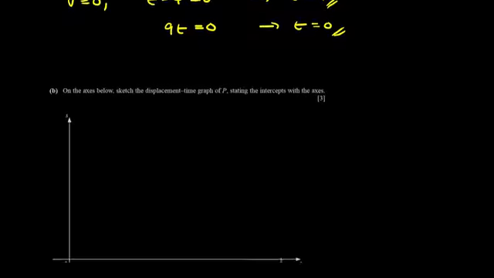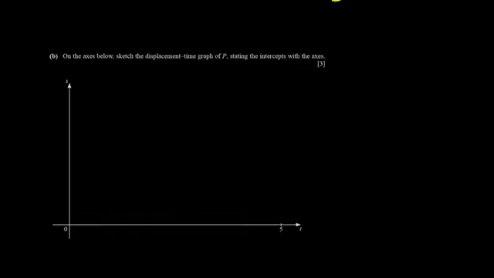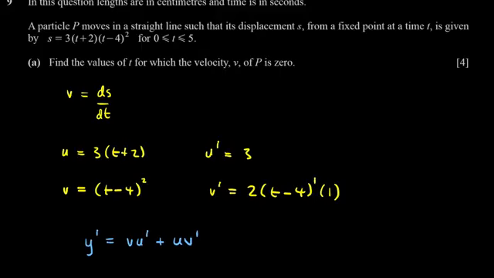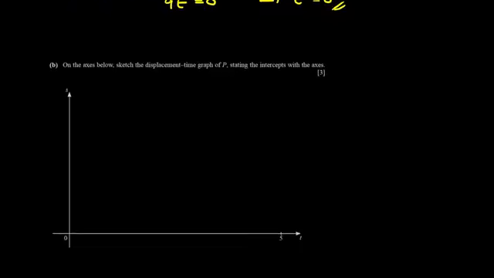All right, then, on to part B. On the axis below, we want to sketch the displacement-time graph of P. Well, what is our displacement? Our displacement is this thing here, 3 bracket t plus 2 times t minus 4 squared. Let me just write that down. s is equal to 3(t plus 2)(t minus 4) all squared.